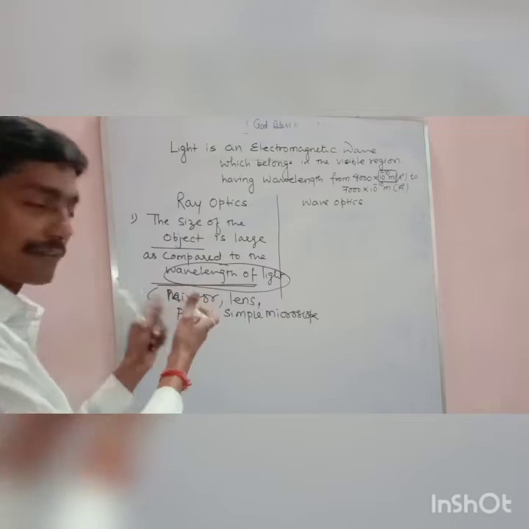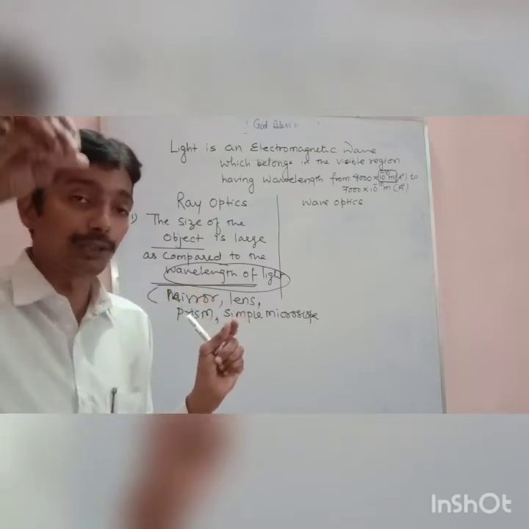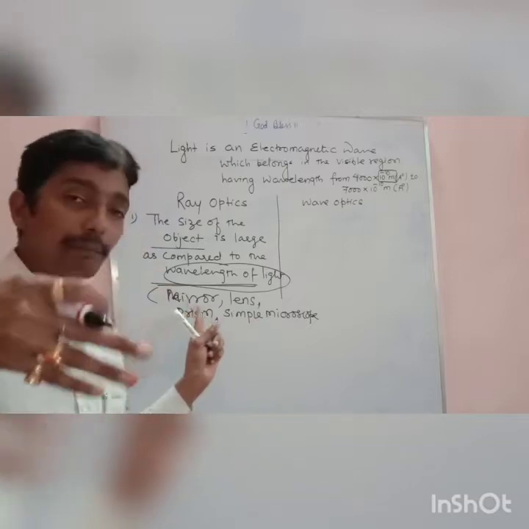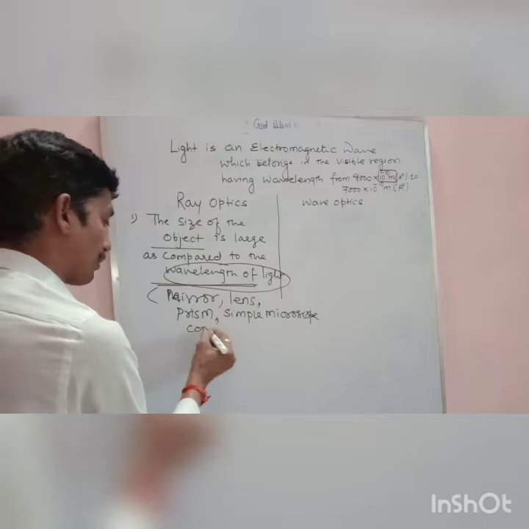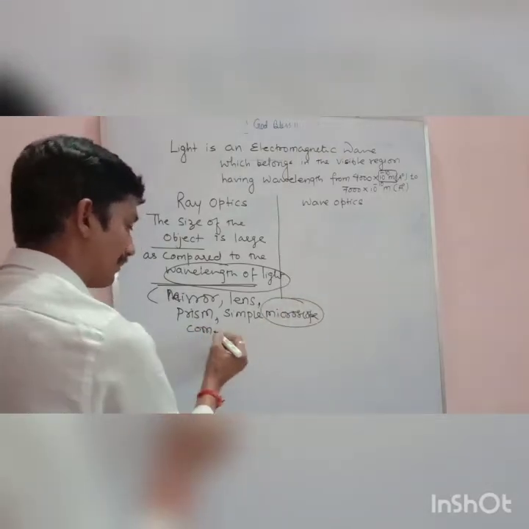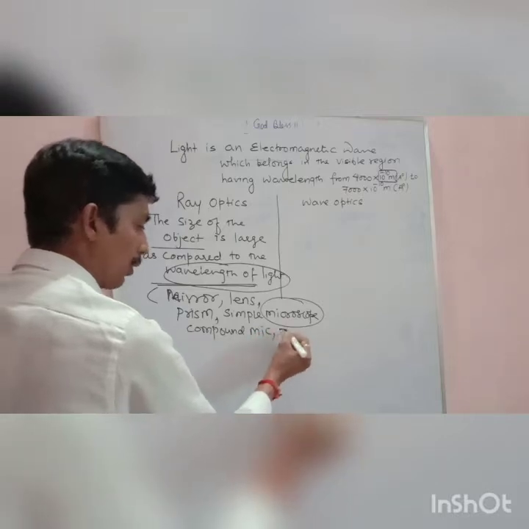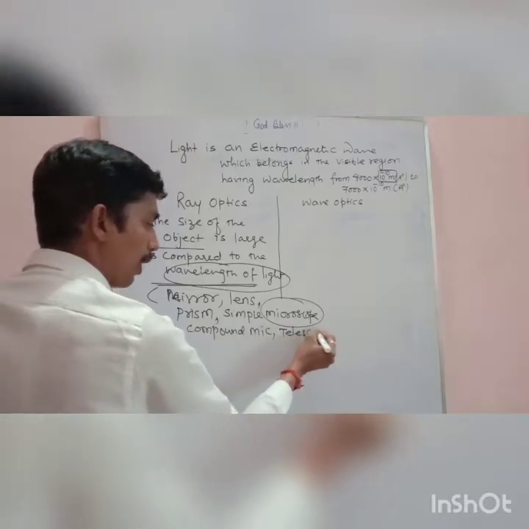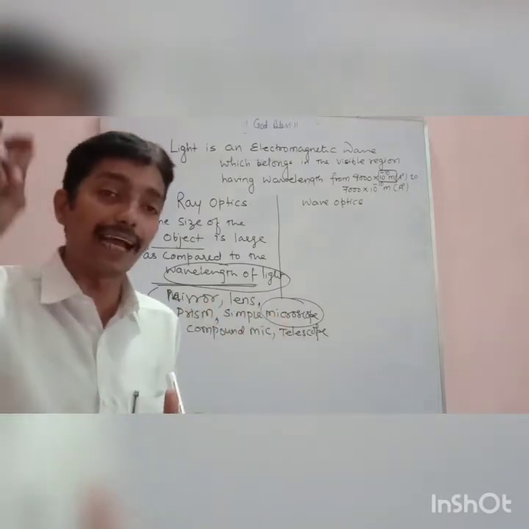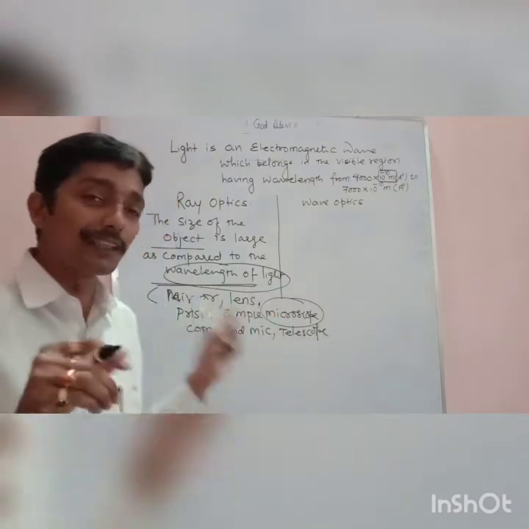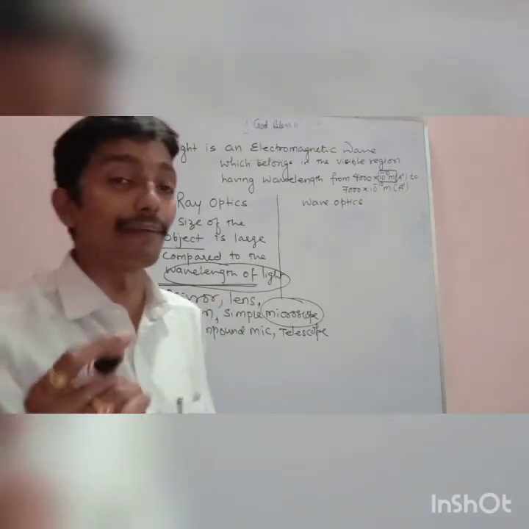See, the object which I am writing here, जिस पे लाइट गिरने वाला है, जिस पे लाइट फॉल होने वाला है, उस ऑब्जेक्ट को आप देखो, मिरर है, लेंस है, प्रिज्म है, सिंपल माइक्रोस्कोप है, कंपाउंड माइक्रोस्कोप है, even telescope. You can see these objects, these all are objects on which the light will fall, and the size of these objects is very large as compared to the wavelength of light.